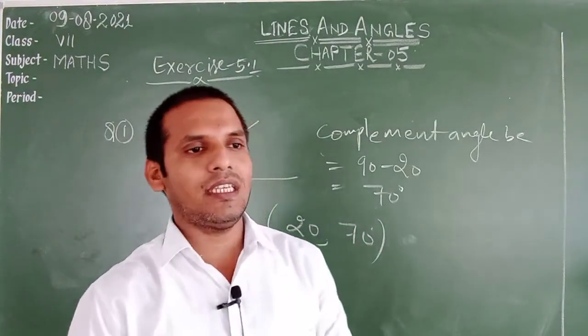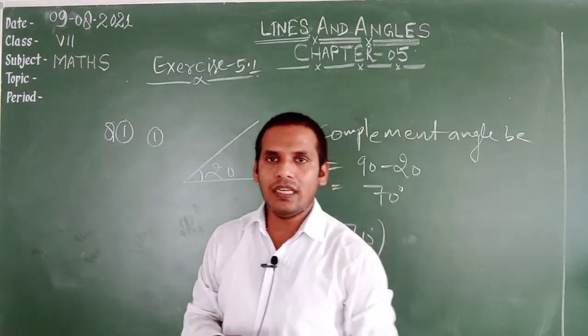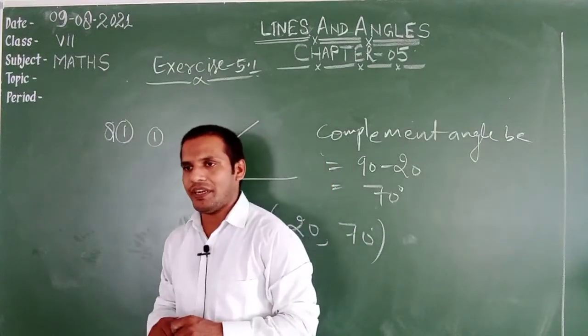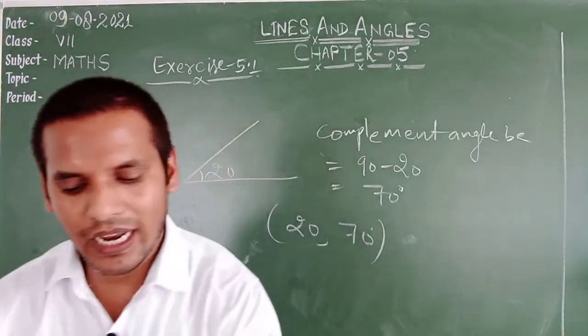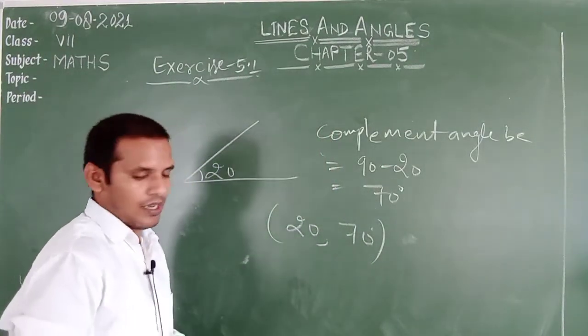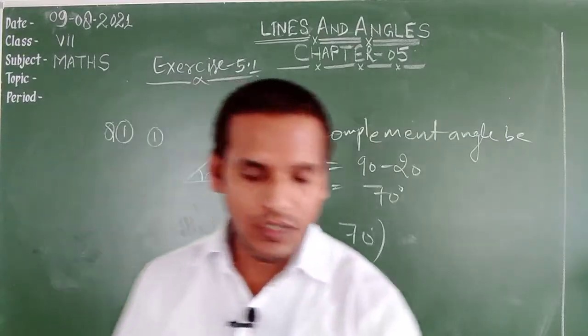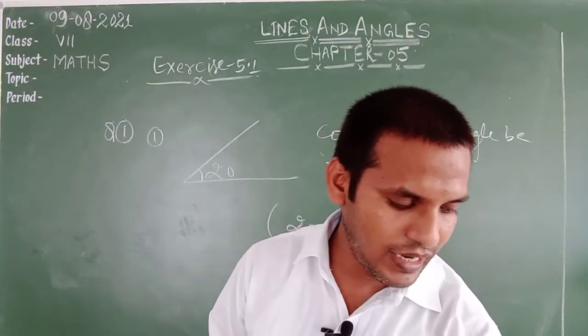If any angle is given and the question says find its complement angle, we always subtract that angle from 90 degrees, then we can find its complement angle. Okay. The remaining questions, second and third, you will try yourself.